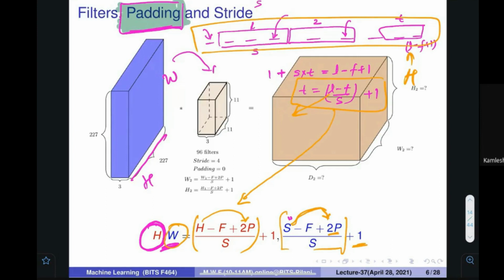Here there is a small typo. This S should be W. If you want to find out the width, if the height and width are there, you can see what is the next thing.